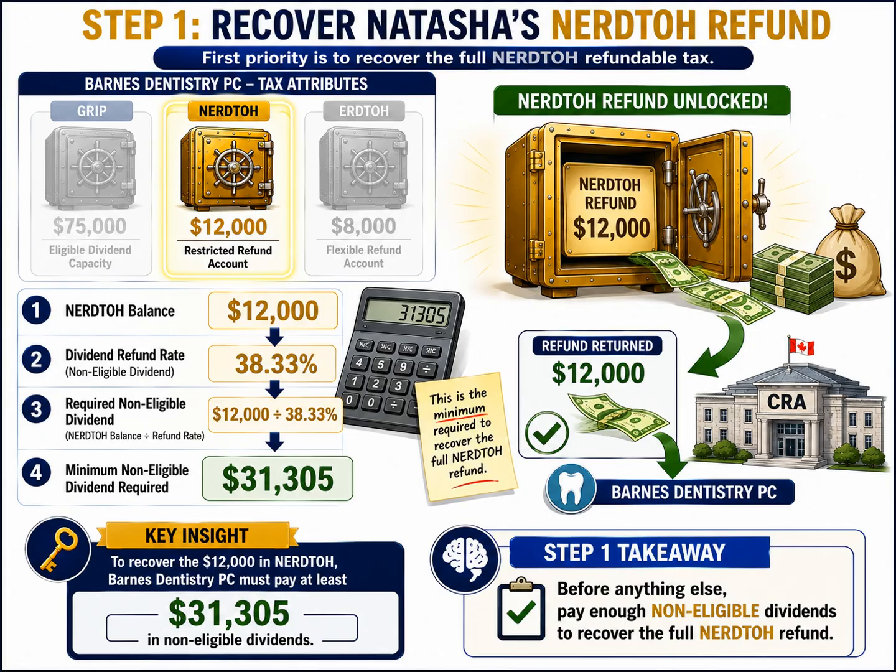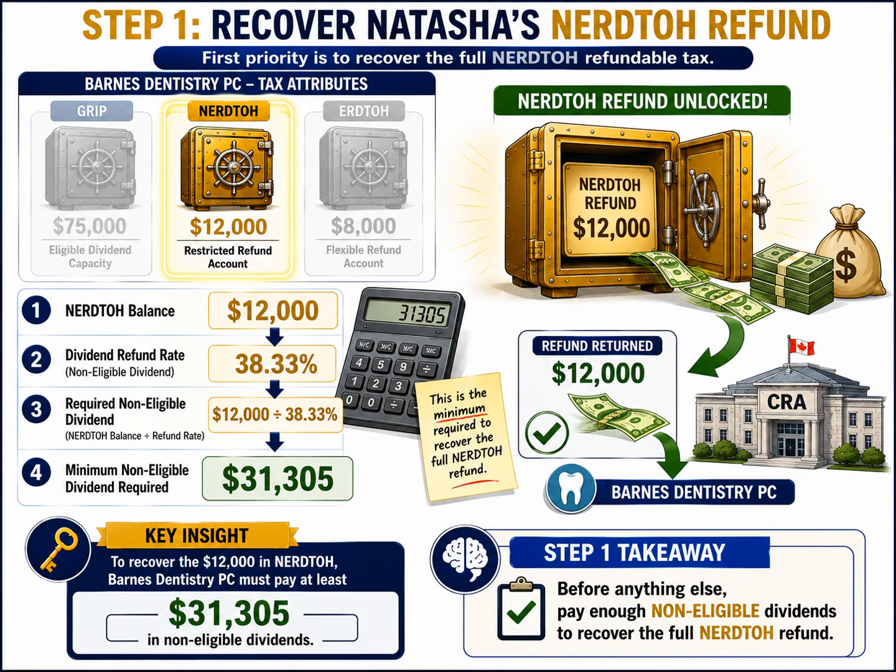The key insight banner at the bottom summarizes the entire calculation. To recover the $12,000 NERDTOH balance, Barnes Dentistry must pay at least $31,305 of non-eligible dividends. And that brings us to the most important lesson of this slide. Before thinking about GRIP, ERDTOH, or eligible dividends, the first priority is recovering NERDTOH. Because NERDTOH is the most restrictive account, it must be addressed first.